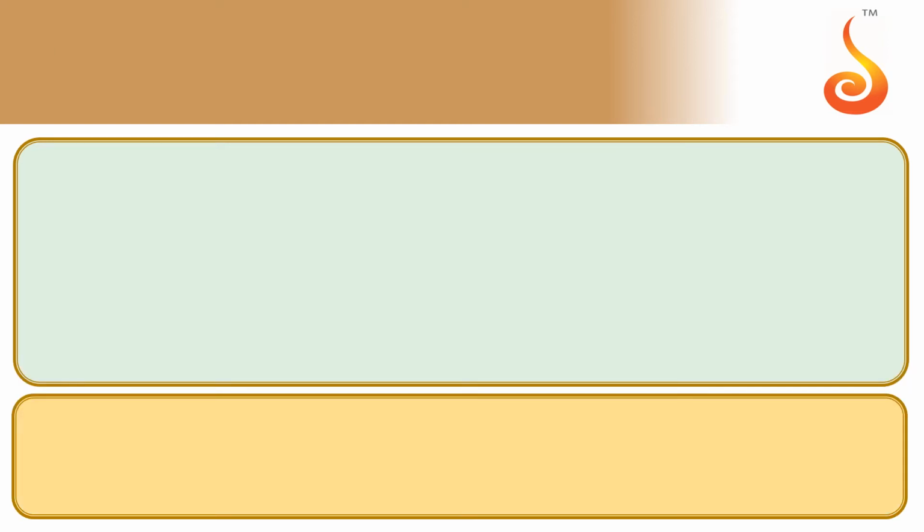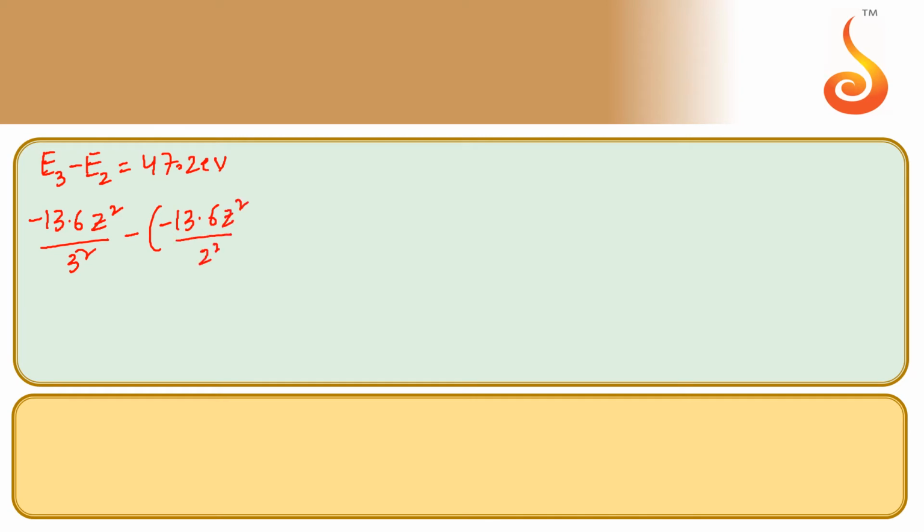Since the energy difference from the second Bohr orbit to the third Bohr orbit is 47.2 electron volt, that means energy in the third orbit minus energy in the second orbit will be 47.2 electron volt. We know that the energy of an electron in the nth orbit is equal to minus 13.6 Z square by n square, where n is 3, minus of minus 13.6 Z square by n square, where n is 2, is equal to 47.2 electron volt.